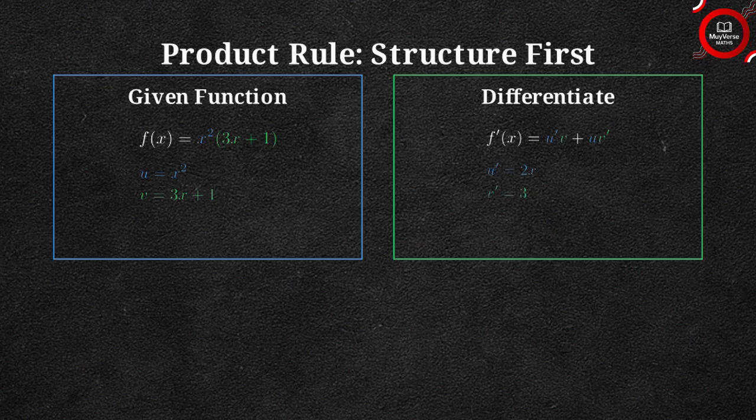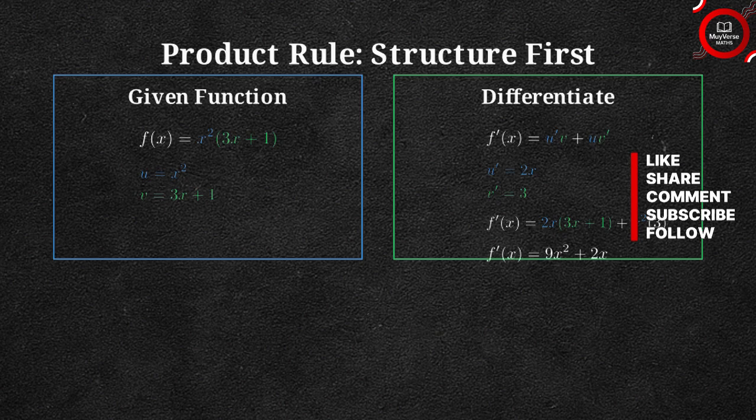Now substitute back into the structure. We get f prime equals 2x times (3x plus 1) plus x squared times 3. Expanding gives 9x squared plus 2x. This emphasizes structure over memorization.